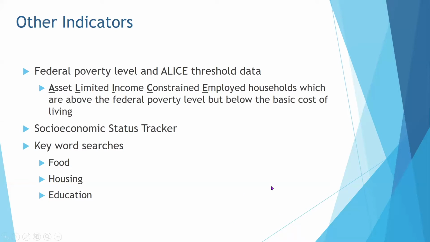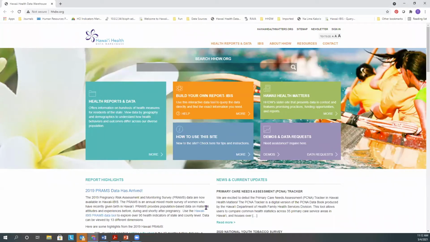To get to hawaiihealthmatters.org, you can type that directly into the URL in your browser, and I invite you to follow along if you can to do this as we go. Or you can also just always come to hhdw.org and click on the green button or on the link at the top of the page.